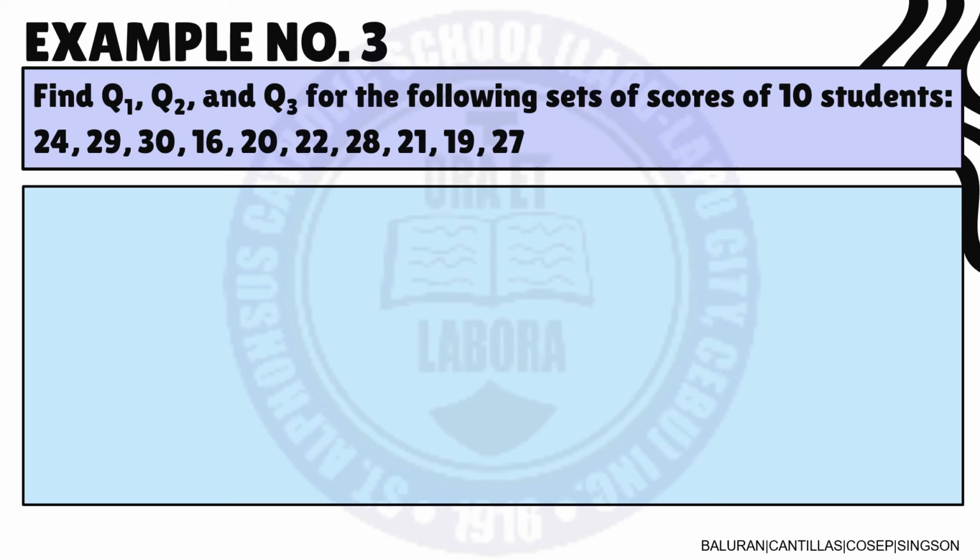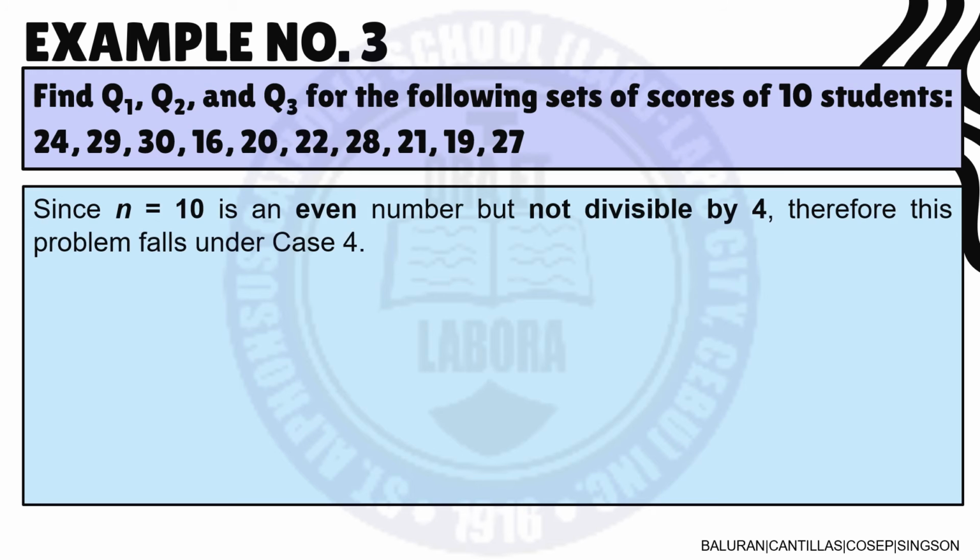So let us now consider this example. Find the first quartile, second quartile, third quartile for the following sets of scores of 10 students. Given the scores of 24, 29, 30, 16, 20, 22, 28, 21, 19, and 27.